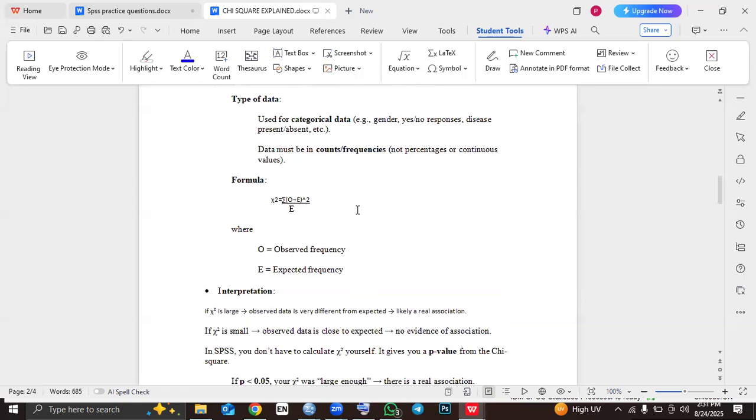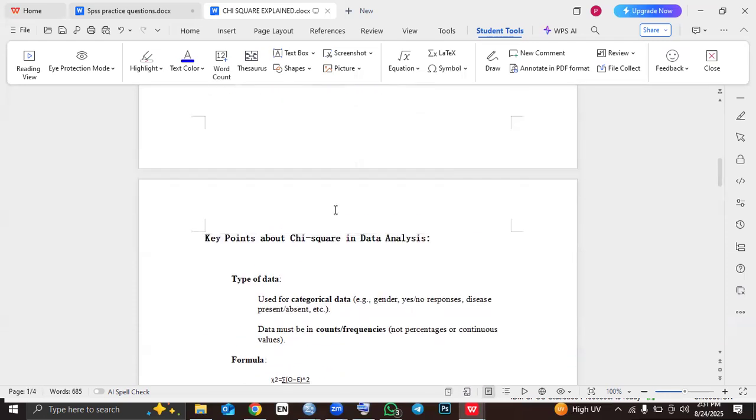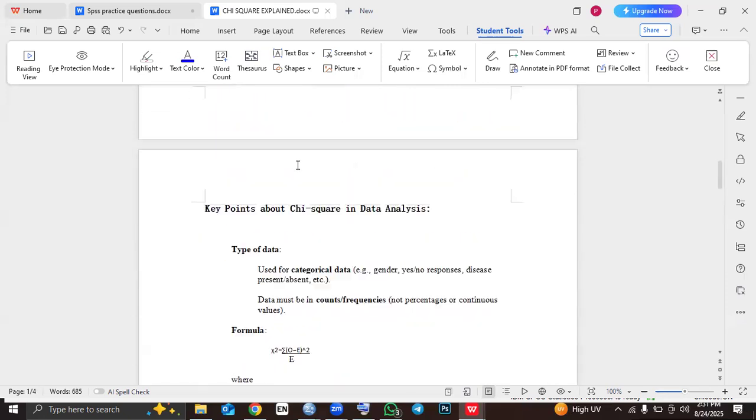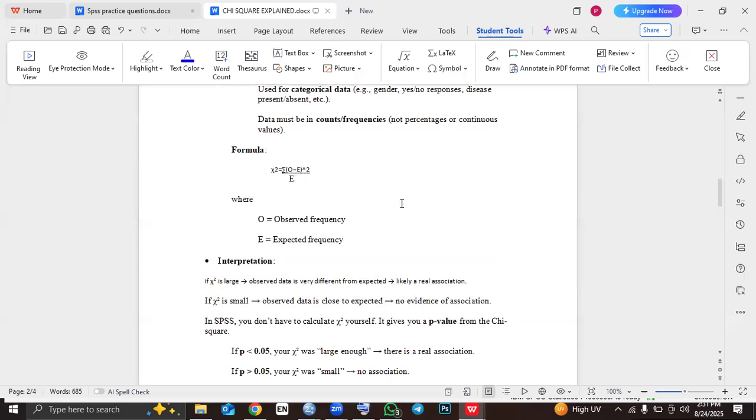Good. Now, the formula for the chi-square test is given by what is represented here. But the SPSS software can automatically generate the chi-square for you and then the expected value for you. But it's also good to know the formula for the chi-square test and then the expected value, which is represented in the data as you are seeing here. So this is the expected value, and then this is the formula for the chi-square.